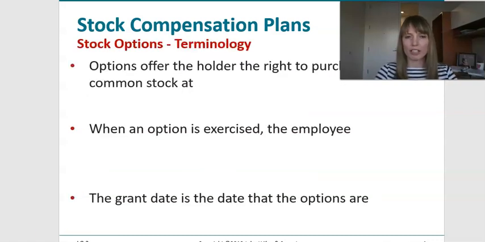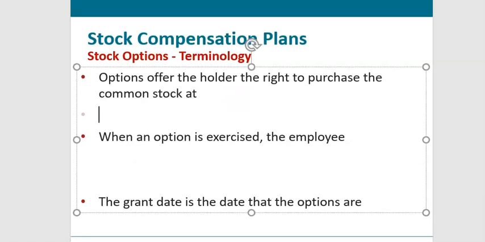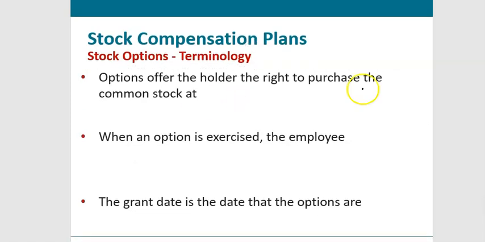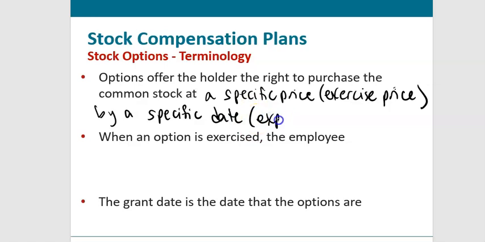Let's now start writing down some terminology related to stock options. Options offer the holder, in the case that we're interested in, the employee, the right to purchase the common stock at a specific price, and this specific price we call the exercise price or the strike price, by a specific date. And we call this specific date the expiration date.